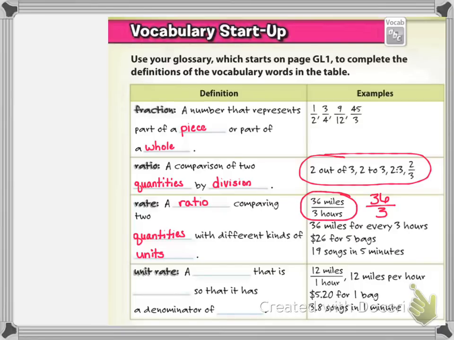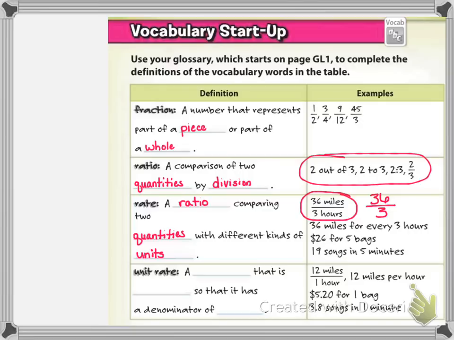Now, if you remember from our previous lesson, we were talking about the paper clips. Even though we were talking about red paper clips versus blue paper clips, we were still talking about paper clips, and they were the same exact thing. So today you're going to notice that when we're comparing these two numbers, they're going to be comparing two different things, such as miles to hours and so forth.